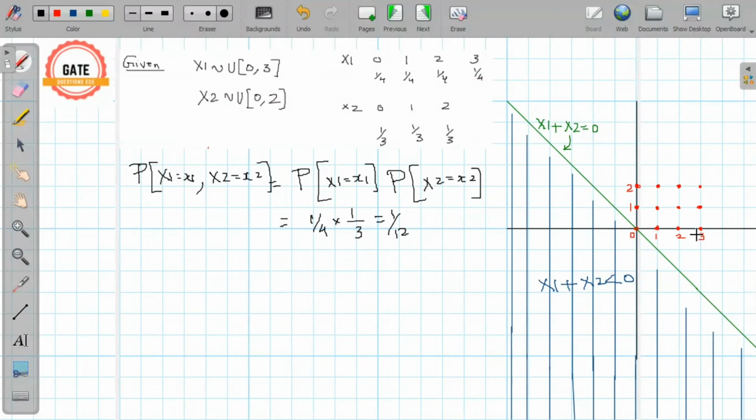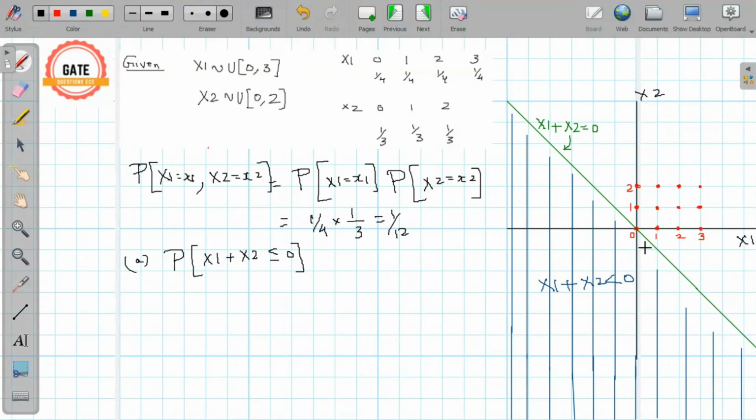So for all these 12 points that I have plotted here in the x1 x2 plane, the joint probability of occurrence of each point in this x1 x2 plane is 1 by 12. So he has asked in part A the probability that x1 plus x2 is less than or equal to 0.